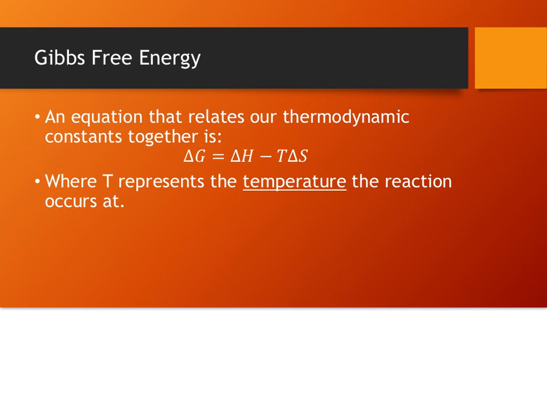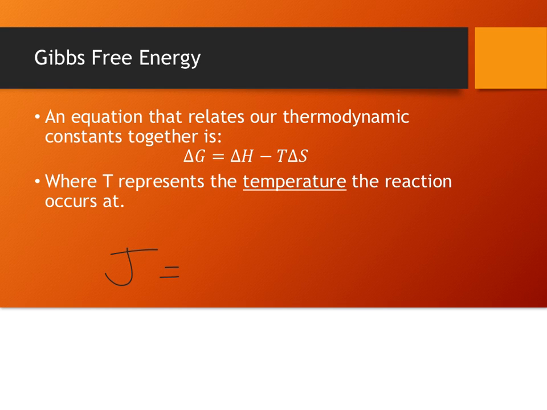So an equation that relates pretty much all our thermodynamic constants together is this. Delta G equals delta H minus T times delta S. Okay? So that means our free energy change is equal to our enthalpy change minus our entropy change times our temperature.